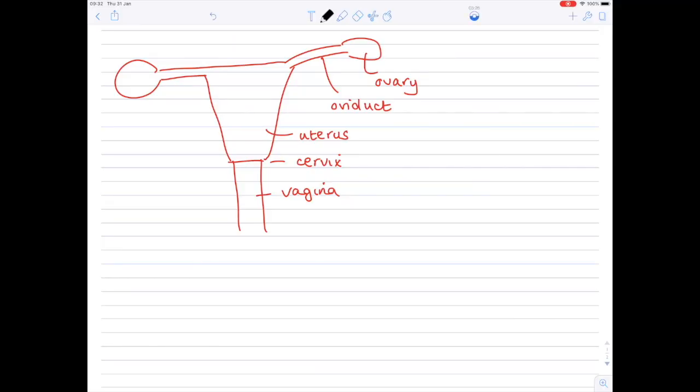So if I draw a very rough diagram of the female reproductive system, remember that the egg cells are produced in the ovary, and in terms of their specialisms, so how they're adapted for their function, you need to learn the following. They contain a haploid nucleus, which really means they contain only one set of chromosomes, and that will become much clearer later on in the video.